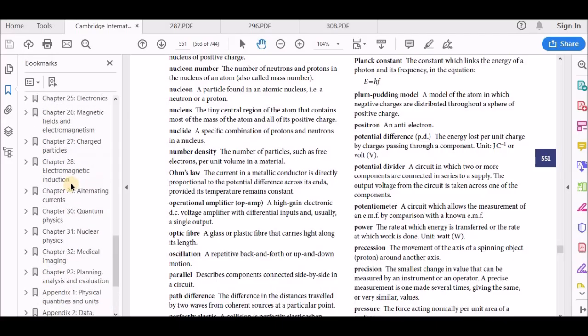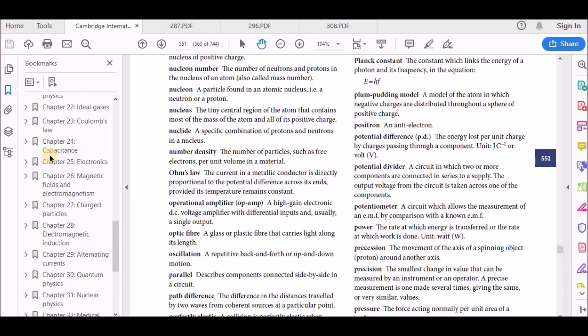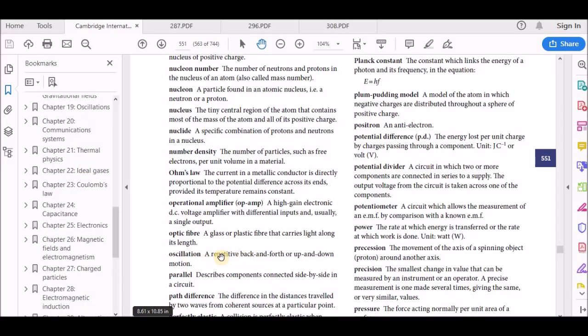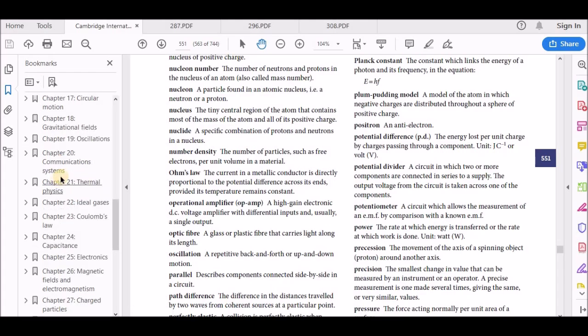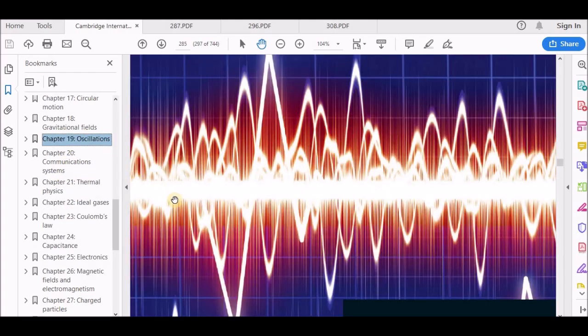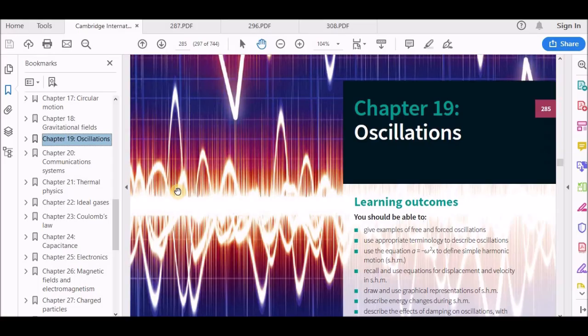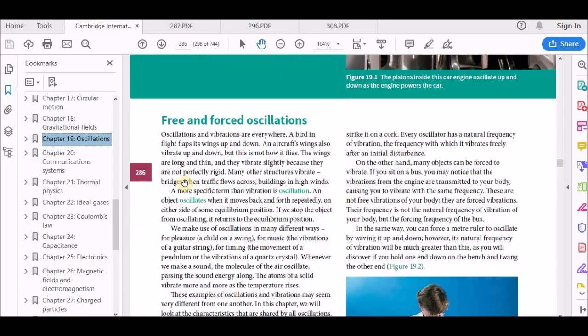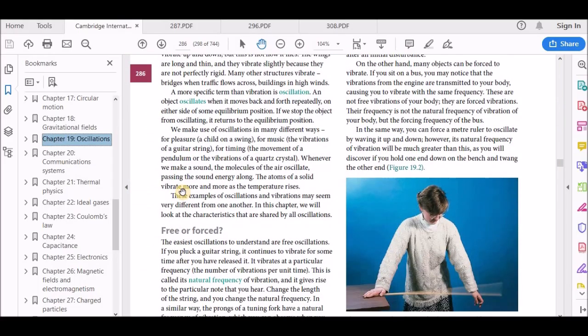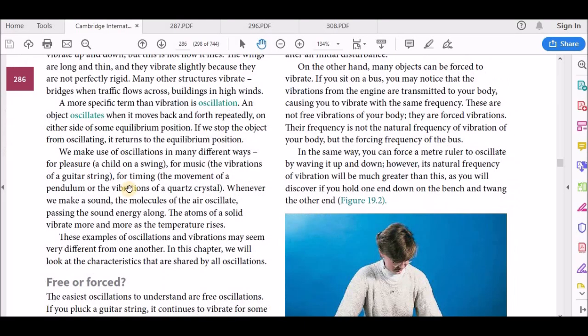We also had another word that was added to this, which was equilibrium position. So you can use this meaning as well as the meaning that they had given you in that chapter. Add both together, then you will have a more complete definition: when it moves backwards and forwards repeatedly on either side of some equilibrium position.